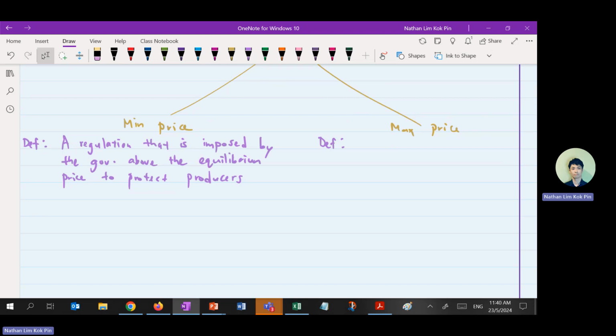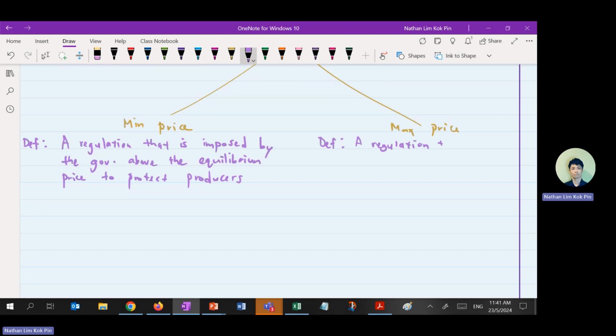So what about maximum price? Maximum price, same thing. Normally I don't change too much of my words because I cannot memorize so many definitions. Do you understand me? Keywords: what is above, what is below, what is protect producers, what is protect consumers. That's all. The rest I write myself. Do I need to remember it's a law? Don't need to, but anyway, I will still write for you, because you're foundation kids.